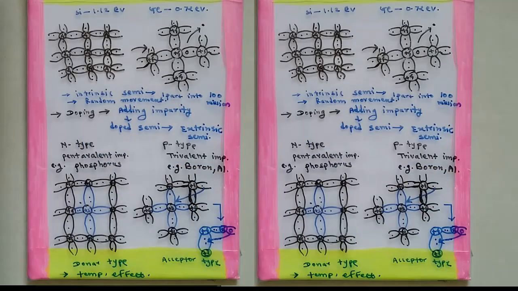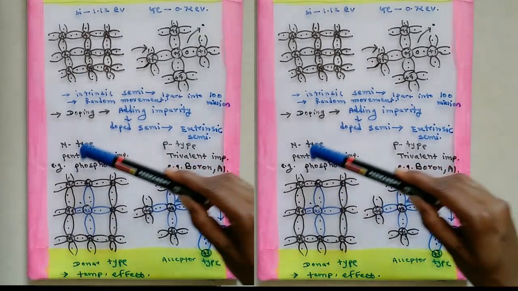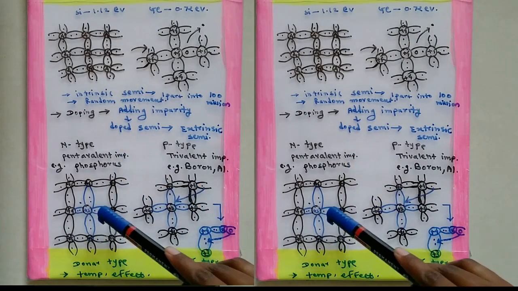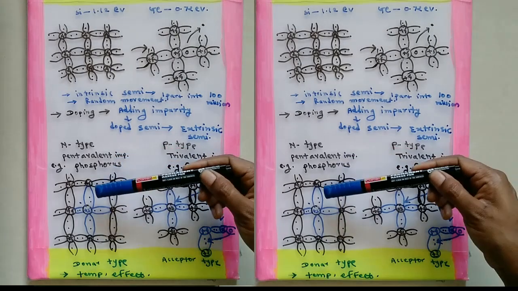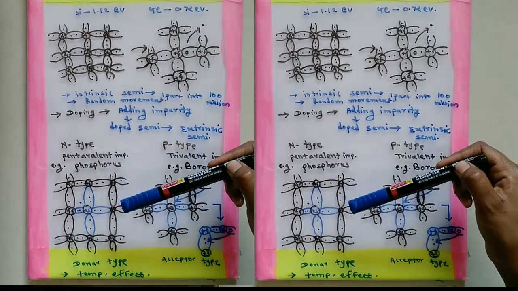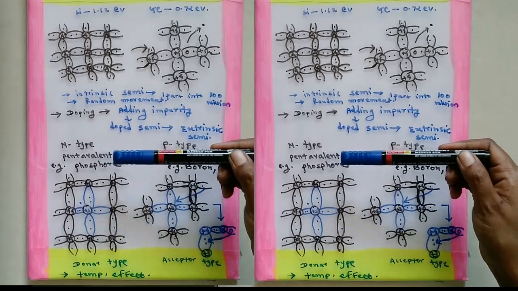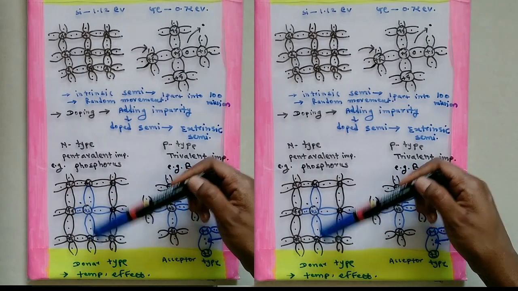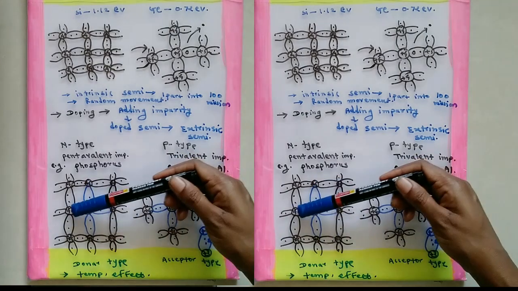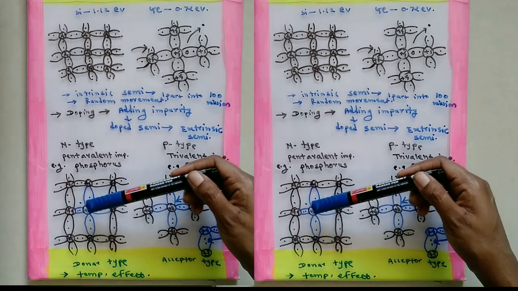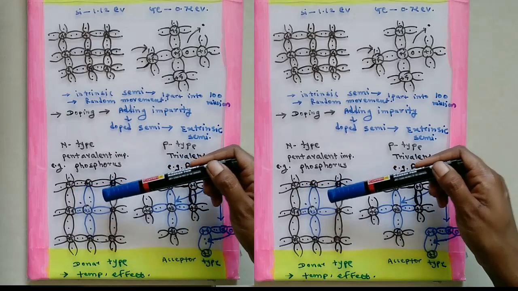Coming to the N-type semiconductor, in this case we add a pentavalent impurity, for example phosphorus. In the valence band of phosphorus there are 5 electrons, so we take one atom of phosphorus and the neighboring silicon atoms. In the valence band of silicon there are 4 electrons. 4 electrons of phosphorus will form covalent bonds with the neighboring 4 atoms of silicon, and there will be one extra electron which will come into the conduction band.